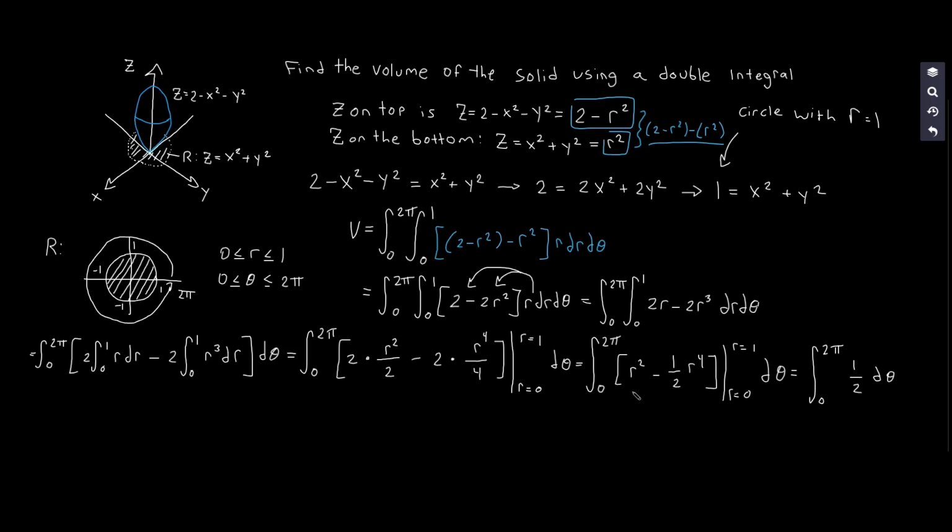So if I evaluate that, I'm going to get 1/2 theta evaluated from theta equaling 0 at the lower limit to theta equaling 2 pi at the upper limit. And if that's the case, then it's going to be 1/2 times 2 pi, and those 2's are going to cancel. And so the answer for this is just going to be pi.